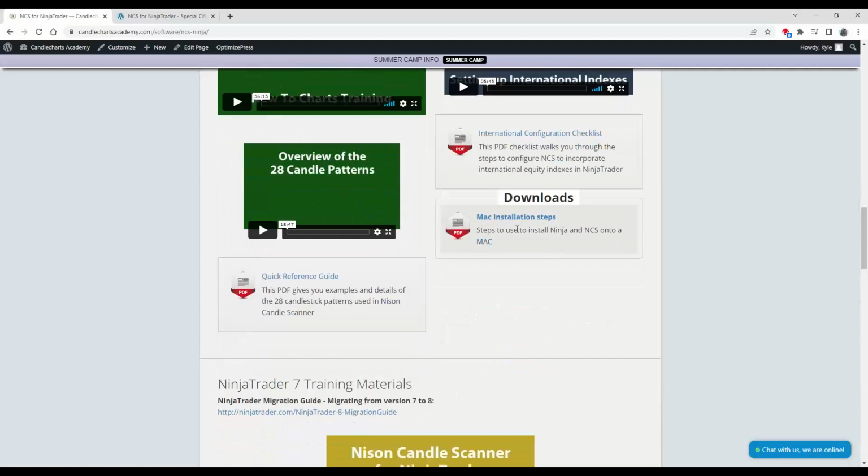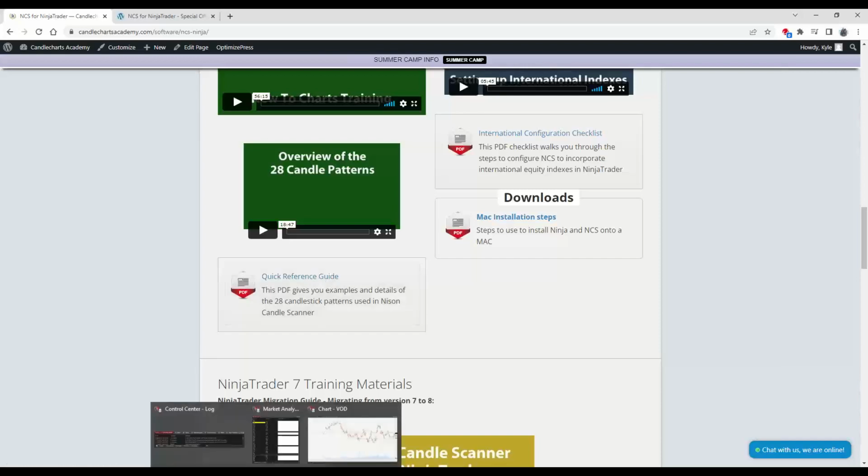We have other installation instructions, such as how to install it onto a Mac if you're a Mac user, and a quick reference guide showing you what each of those 28 different candle patterns are.